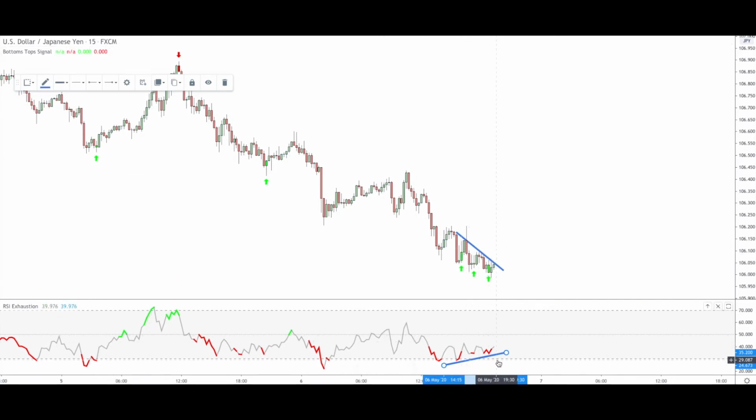The second thing is that, of course, we had exhaustion in the RSI. You see it's colored red here, here, here, and here. And we had not one, not two, but 3 bottoms. So I will definitely place an order here, at this level here.